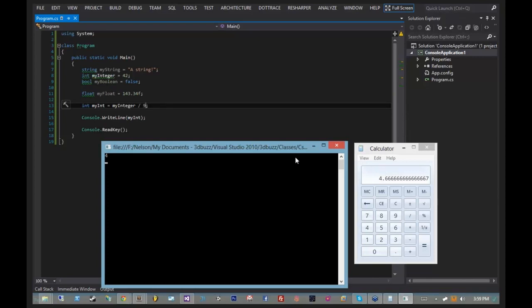That's because we have what's called truncation. Truncation is an English word that means chopping off. And what we're doing here is we're chopping off everything that follows the decimal point. We're losing that information.